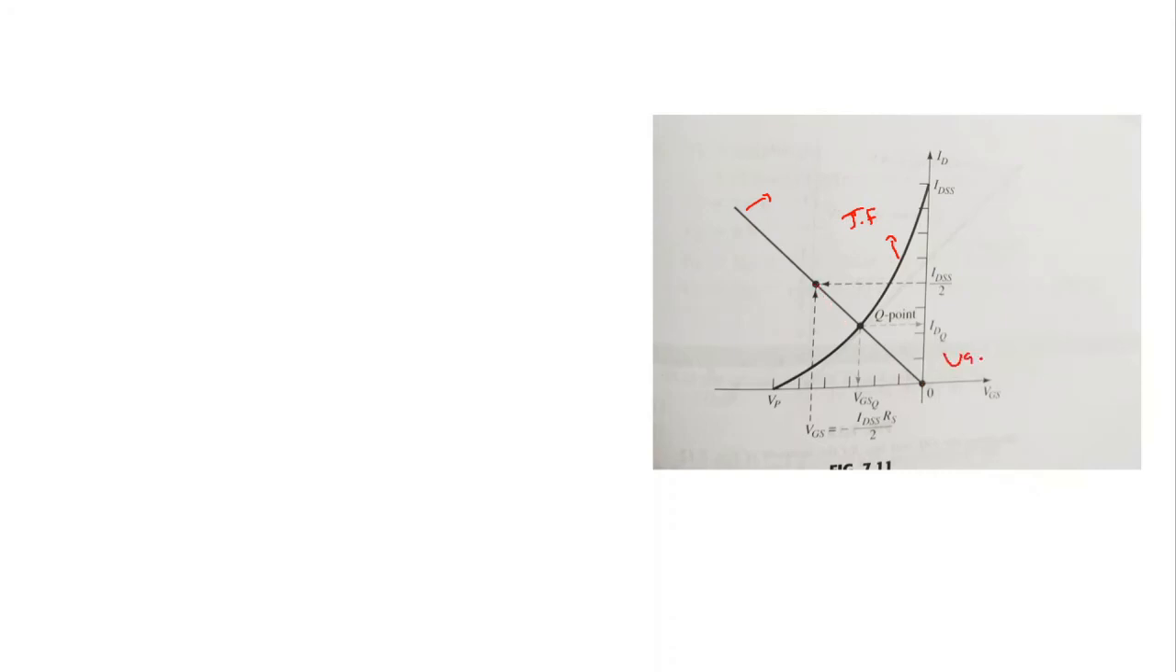This is the point where VGS is equal to 0 and ID is equal to 0. This is the point where ID is equal to IDSS divided by 2 and VGS is equal to minus IDSS divided by 2 into RS. So this straight line has been drawn, and this common point is called the Q point or operating point or the quiescent point. This is my graphical approach, and you can see that the graphical approach is very easy as compared to the mathematical approach.